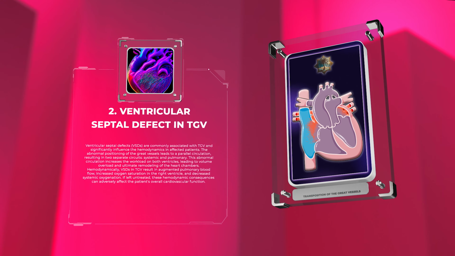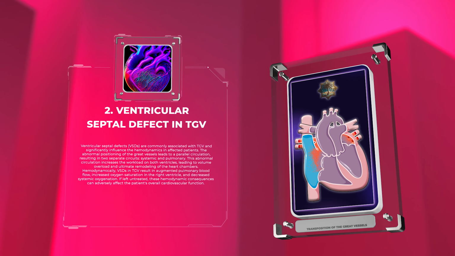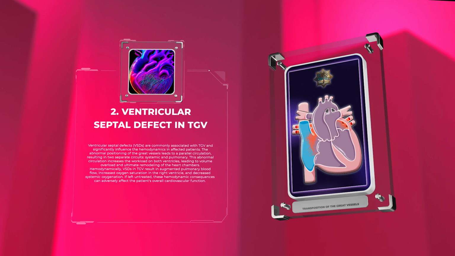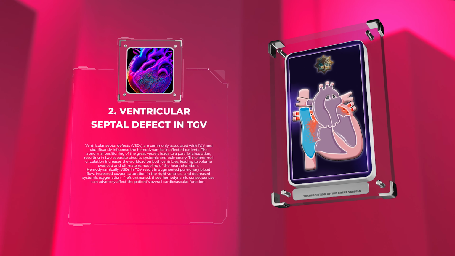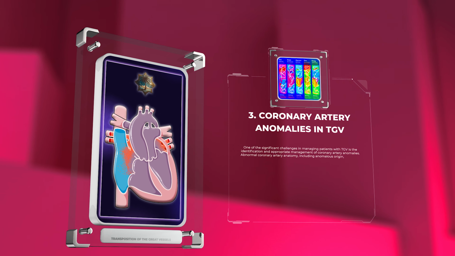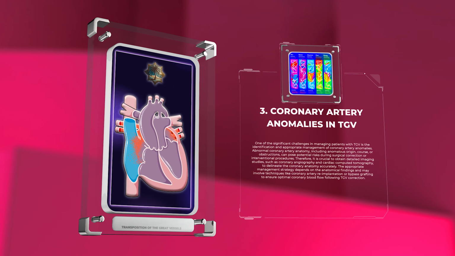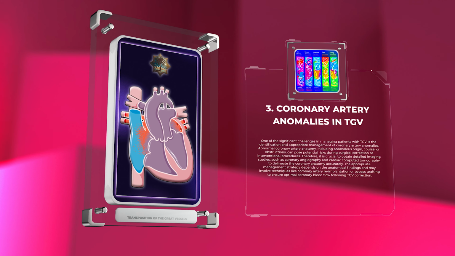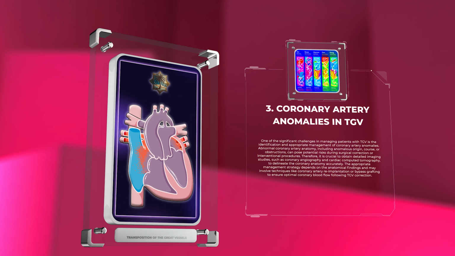Hemodynamically, VSDs in TGV result in augmented pulmonary blood flow, increased oxygen saturation in the right ventricle, and decreased systemic oxygenation. If left untreated, these hemodynamic consequences can adversely affect the patient's overall cardiovascular function. One of the significant challenges in managing patients with TGV is the identification and appropriate management of coronary artery anomalies. Abnormal coronary artery anatomy, including anomalous origin, course, or obstructions, can pose potential risks during surgical correction or interventional procedures.